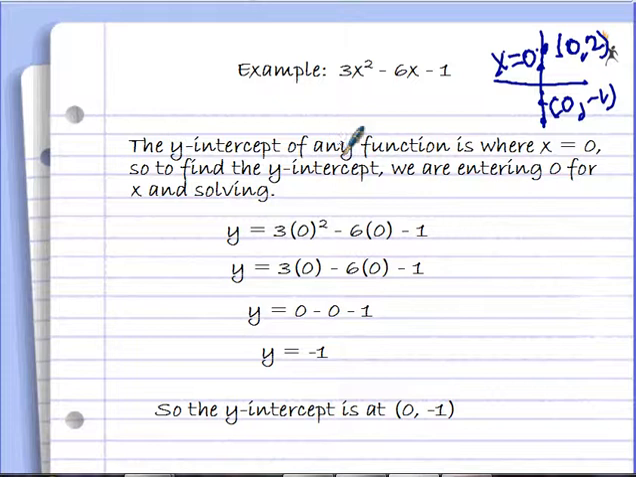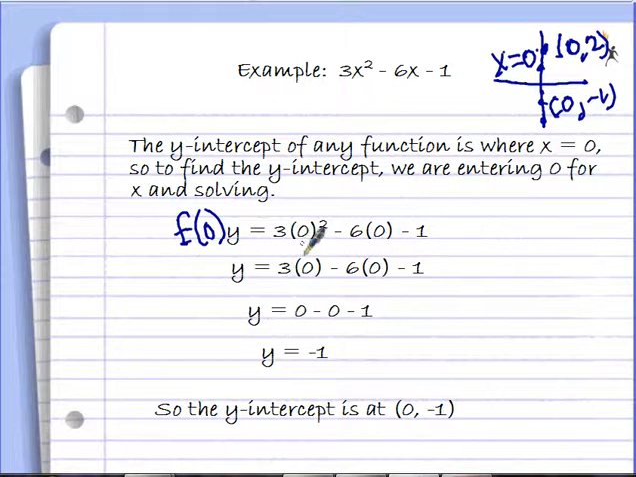If I want to find the y-intercept, I have to be on the y-axis, and that's where all x values are 0. So to find the y-intercept, I'm going to do the same thing that I did before, only now I'm going to find f of 0. In other words, I'm going to plug 0 in everywhere I had an x before.